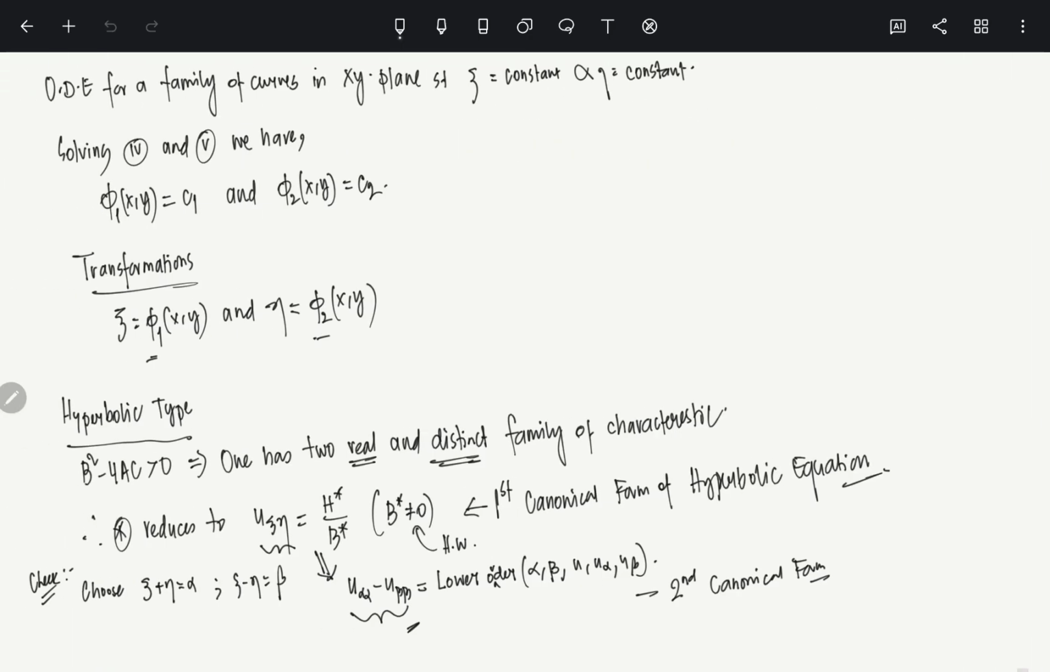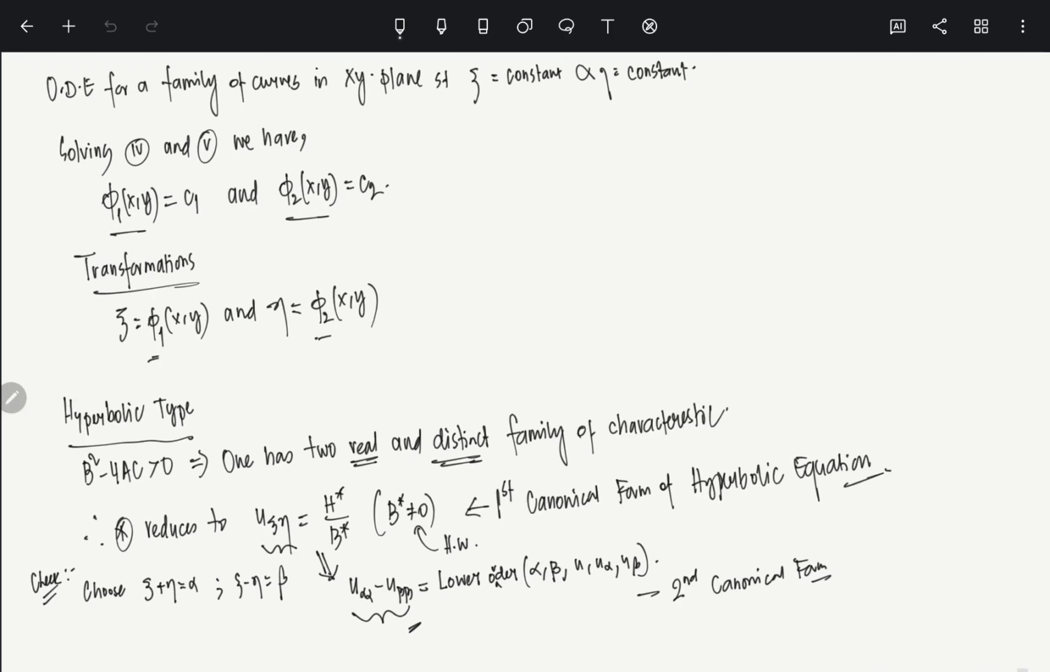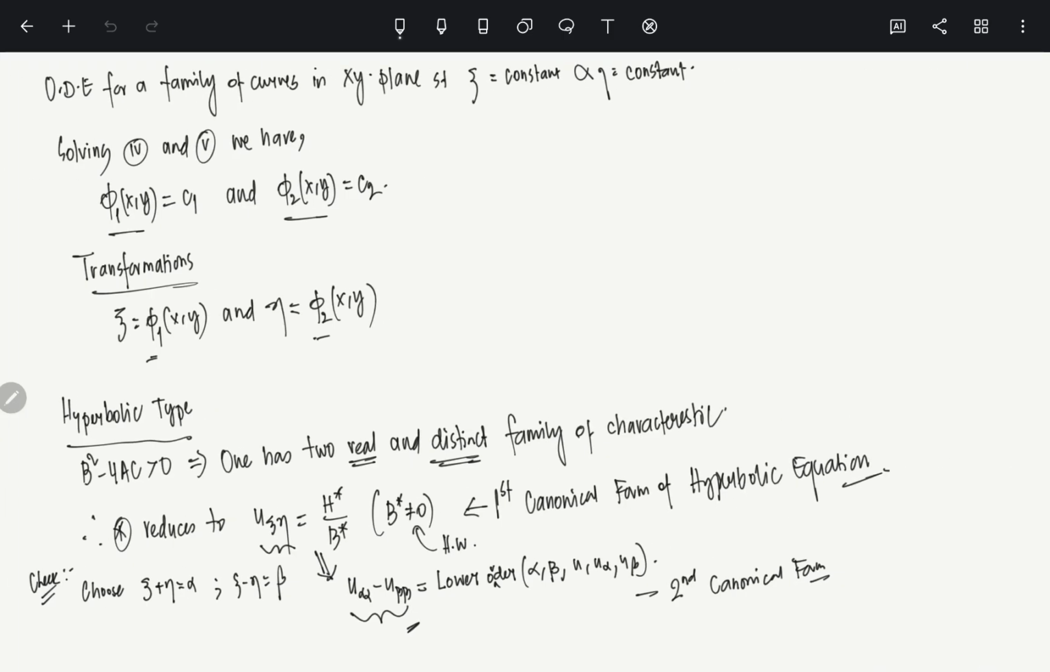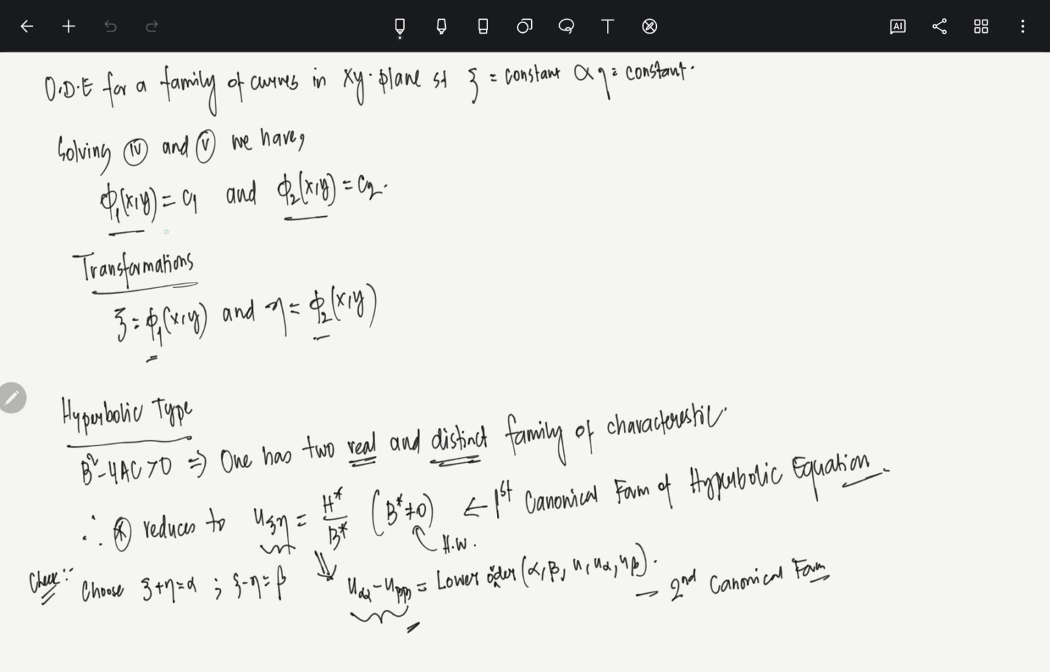That's what we are going to get. Initially, phi1 and phi2 are the two solutions you get out of these characteristic equations, and based on that we define what xi and eta are. Here, if b square minus 4ac is 0, you are getting exactly one family of characteristics. So let's say phi1 equals to constant, that's the solution we already got. So basically xi equals to phi1, and the first integral is xi equals to constant.